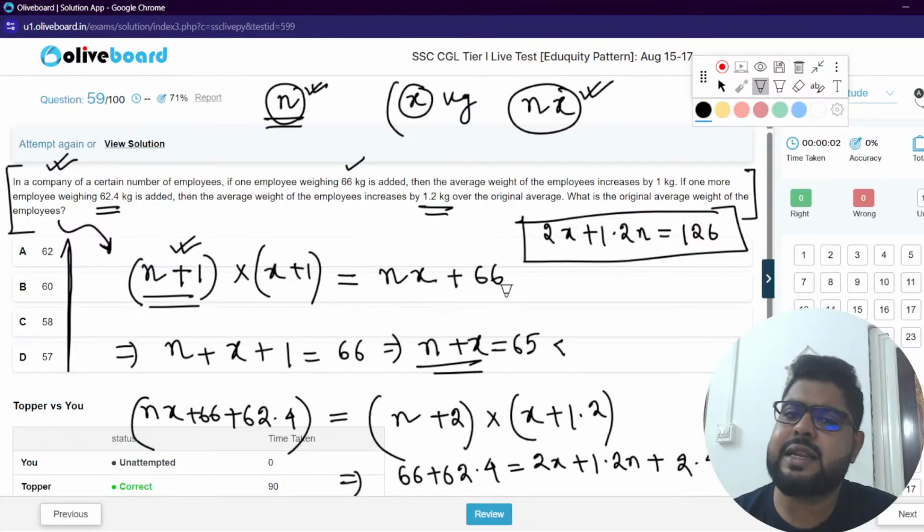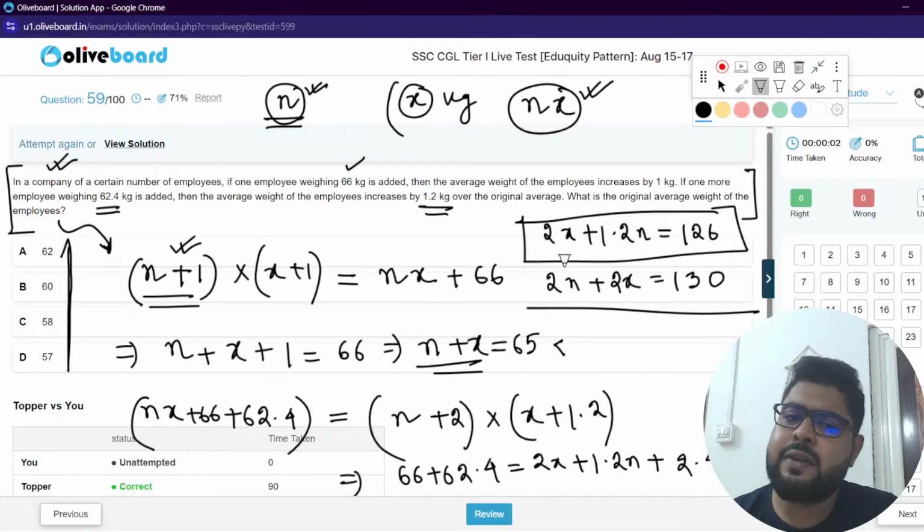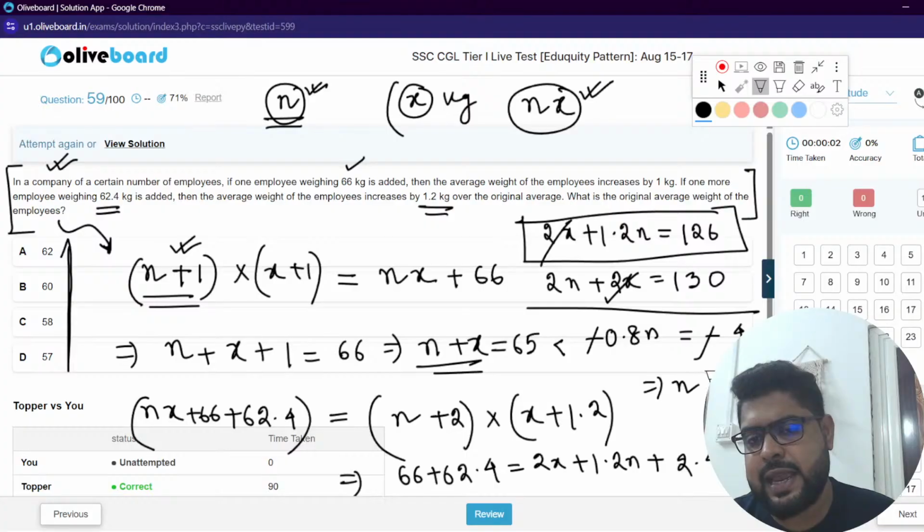Let's calculate, sir, multiply by 2. Sir, that is 2x, 2n plus 2x. That is equal to 130. If you calculate, sir, x cancels. So 1.2, so this is a 0.8n with a negative sign, that is minus 4. Minus cancels, n equal to.